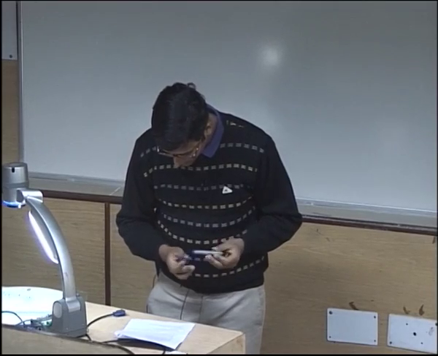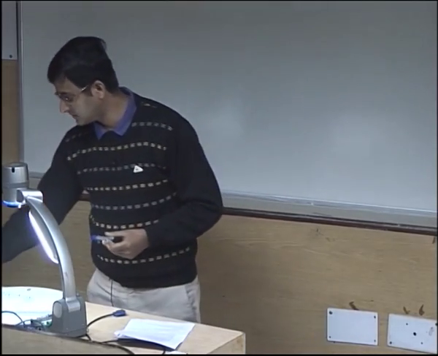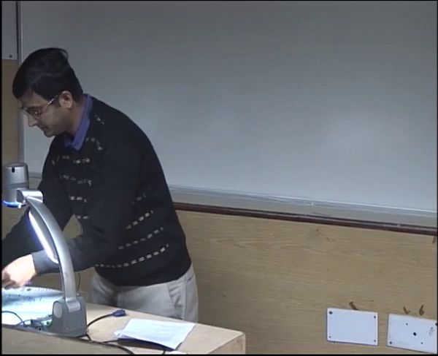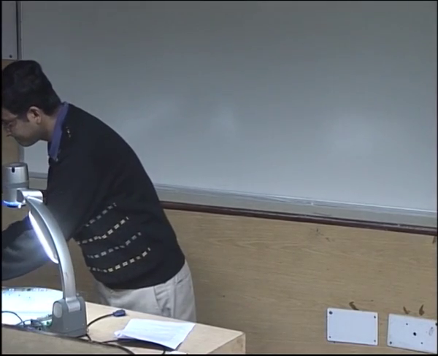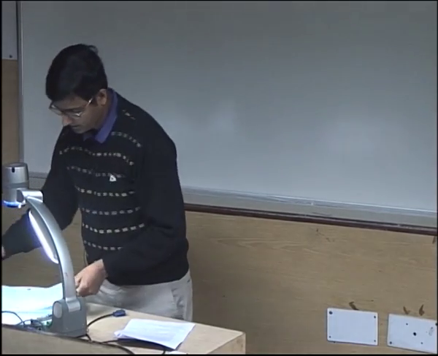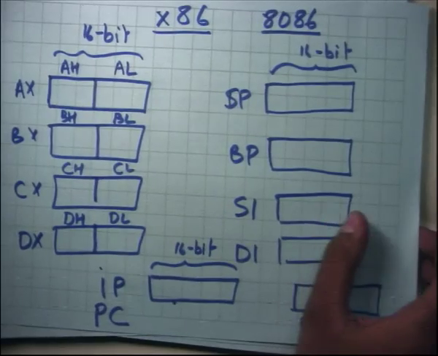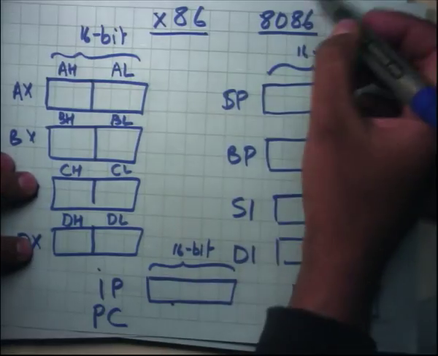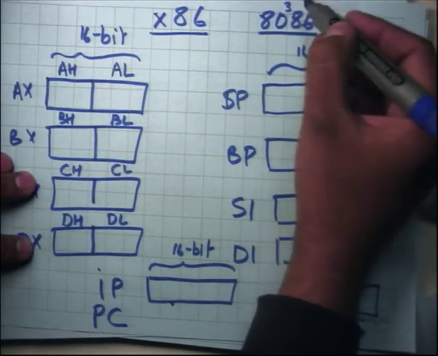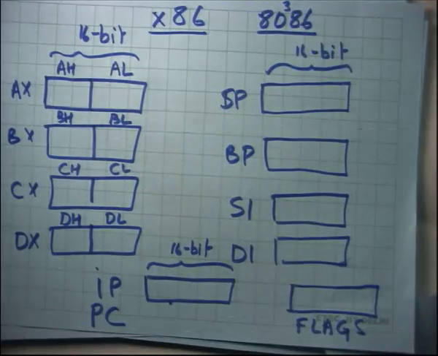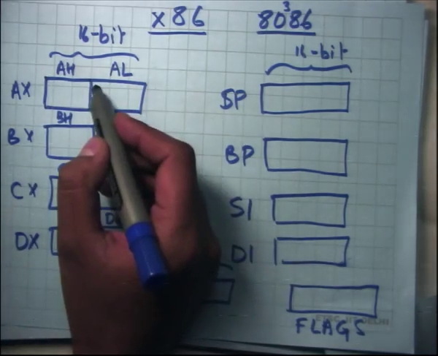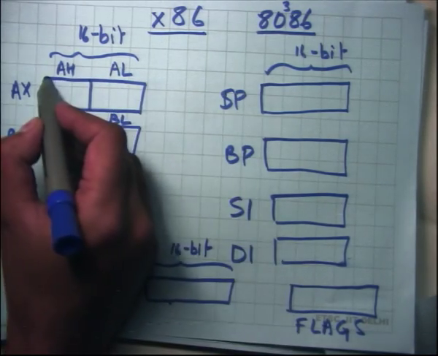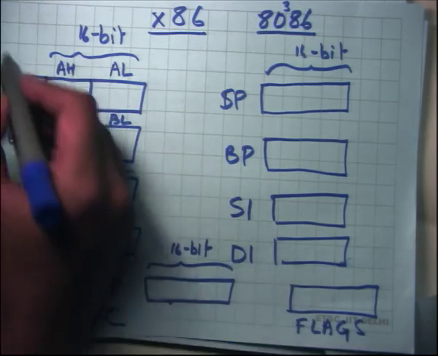So how did the 32-bit architecture change? The 32-bit series was, let's say, 80-something: 386, 186, 286, etc. They basically made all these registers 32-bit, so they were extended by another 16 bits.